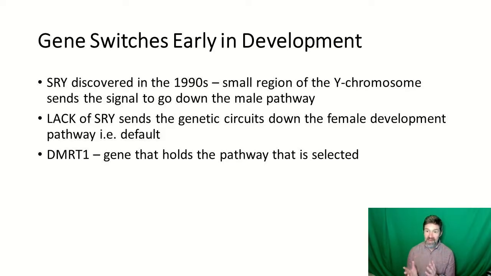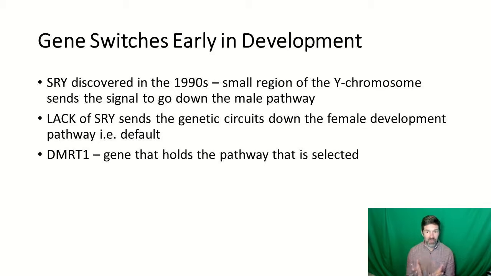And so what we found was the SRY gene, right? So this is the region on the Y chromosome that really is kind of the first big switch to say, hey, we're going male. And that's why historically we've seen males with XY chromosomes. If you didn't have the Y chromosome, you didn't have this big switch that said, okay, now we're going to go down the developmental pathway to make a male.